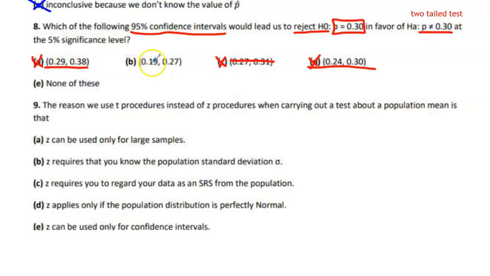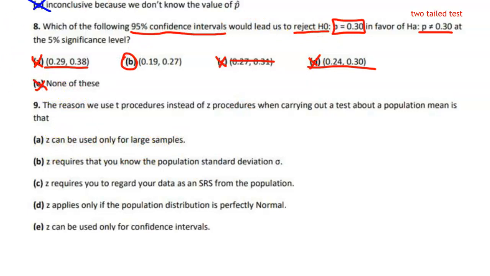But this one, 0.19 to 0.27, none of these parts have 0.30. So we would say definitely that if we got this confidence interval, we'd be 95% confident that 0.30 is not going to be the correct answer. So this is the one that's going to lead us to reject H null. And that means none of these is also incorrect.